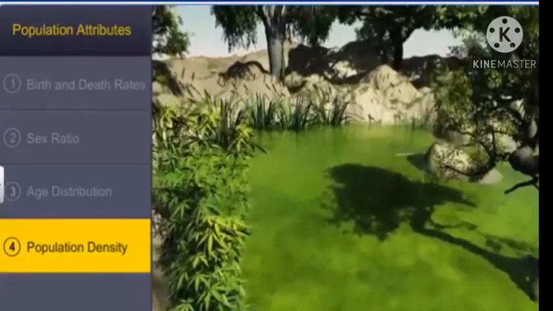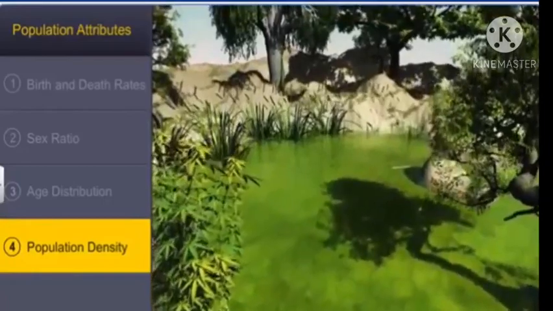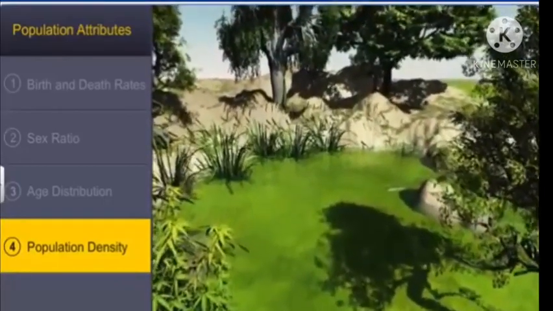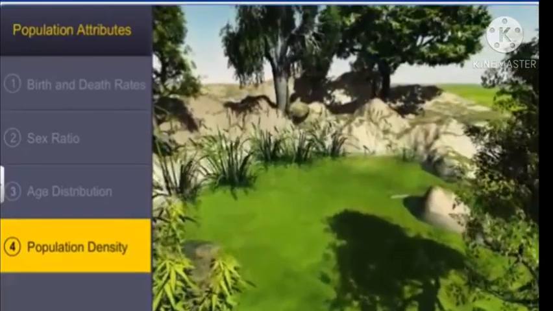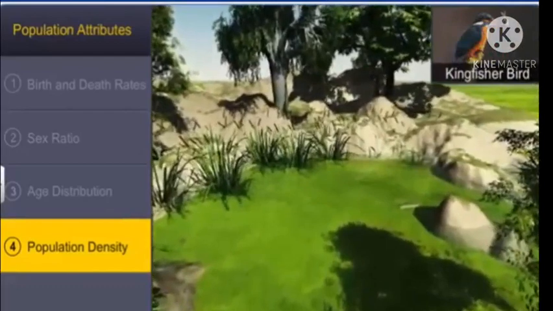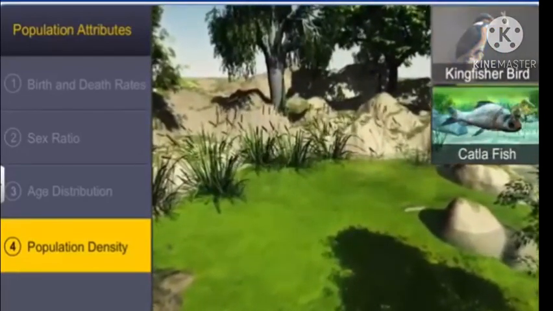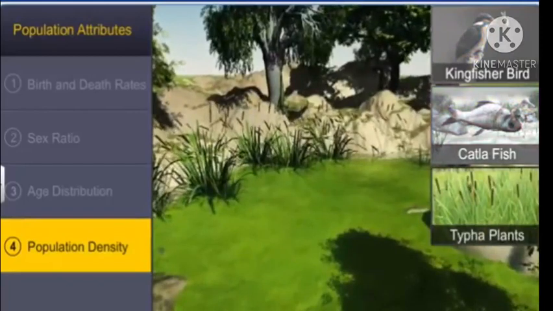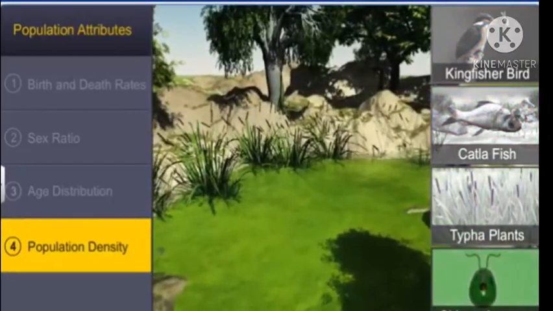Moreover, a habitat may consist of several populations of different sizes. In this wetland, for instance, there are only 10 kingfisher birds, hundreds of cutla fish, thousands of typha plants, and millions of Chlamydomonas.